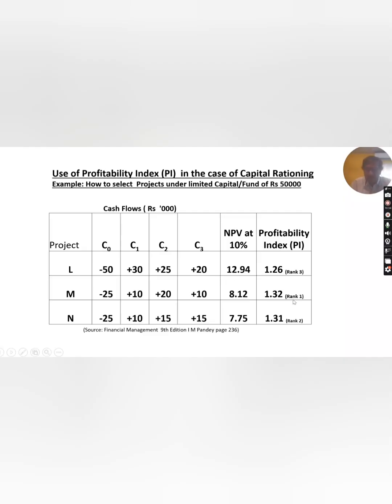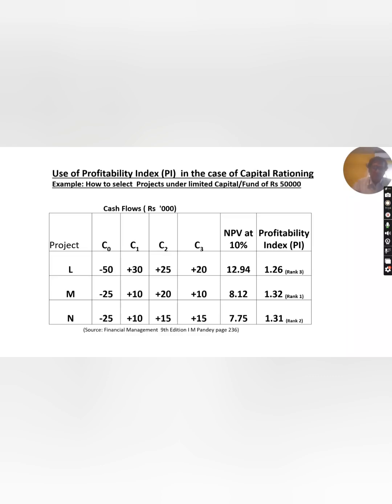But if you select as per PI ranks, then you will select M and N, which is also acceptable within your permissible limit of capital. Then how much will be the total NPV? Because you are always trying to get maximum NPV, maximum wealth. That will be 8 plus 7, 15.87. It is higher than this. That's why in this case, your selection of project as per PI ranking is best, is suitable.